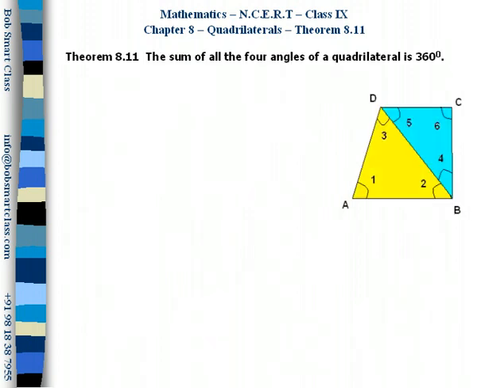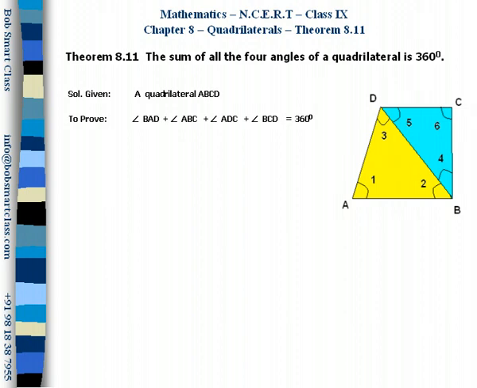Next theorem is 8.11. The sum of all the four angles of a quadrilateral is 360 degrees. Solution. Given a quadrilateral ABCD. We have to prove angle BAD plus angle ABC plus angle ADC plus angle BCD equals 360 degrees. Construction. We will join B and D, which produces a diagonal of this quadrilateral, and it divides the quadrilateral into two triangles ABD and BDC.